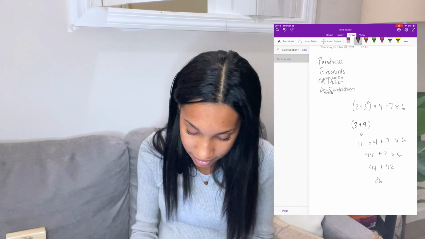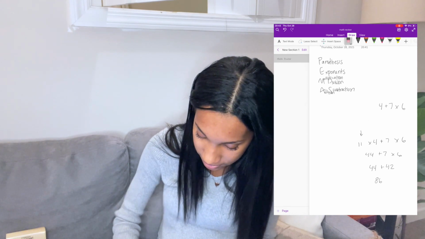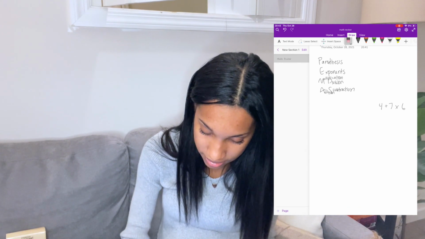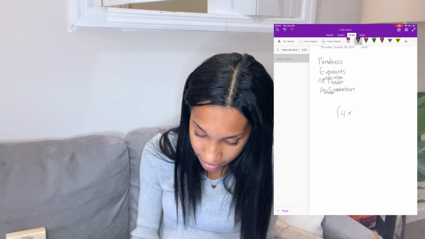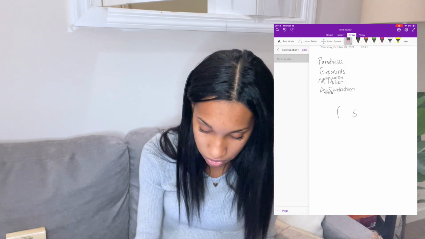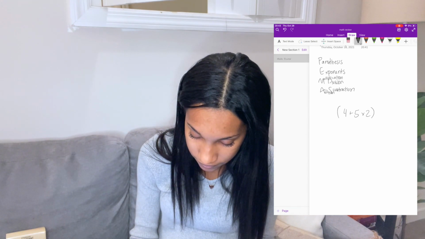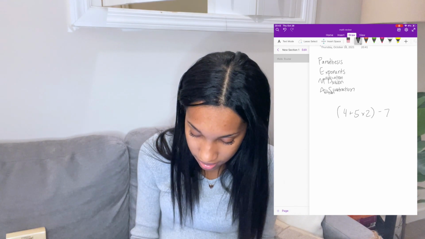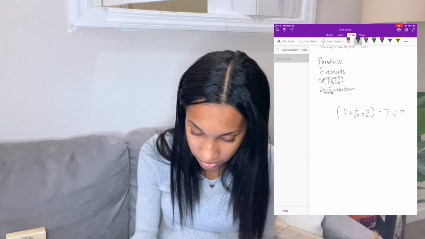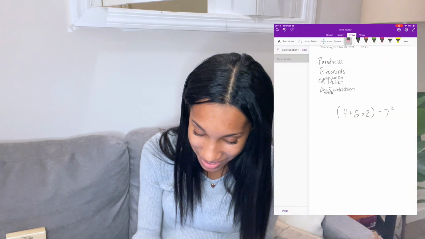If they did parentheses, this is just a basic one. So I'm going to try another one. Let me just write this differently. 4 plus 5 times 2 minus 7 divided by 2. Nope, don't want to do that. That's going to be an ugly number. So we'll just do that. I jumped ahead of myself.